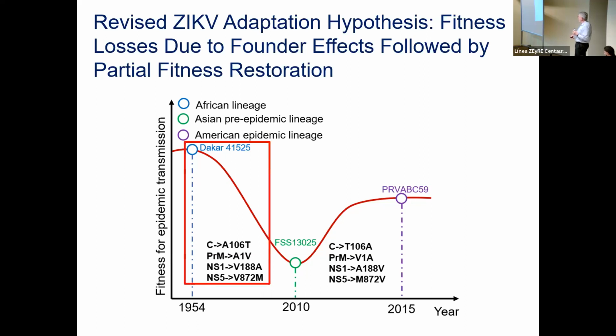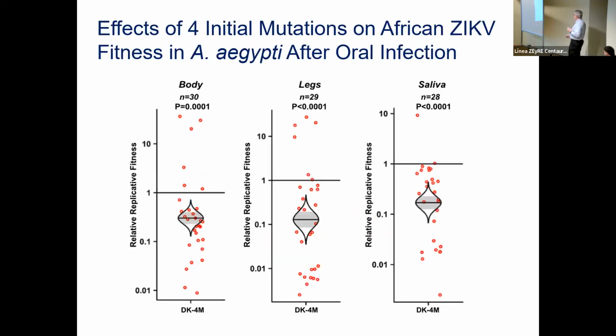We made clones of those. And we first tested this first set of four mutations here in the African backbone. And then we tested these four in the Cambodian backbone. And just to show you some more examples of these kinds of data, I don't have time to show you everything, but the four initial mutations, when you put them together into the African backbone, they significantly reduce the ratio when you divide the final ratio by the initial blood meal ratio here. So there's a significant decline in fitness here when we test virus from the body, from the legs, or from the saliva. So these data agreed with the hypothesis that the virus had lost fitness when it reached Asia a long time ago.